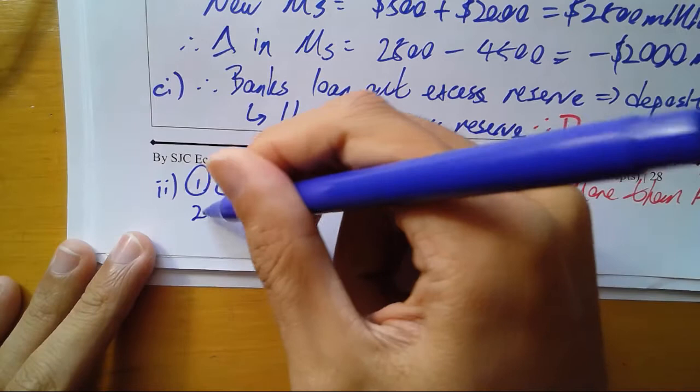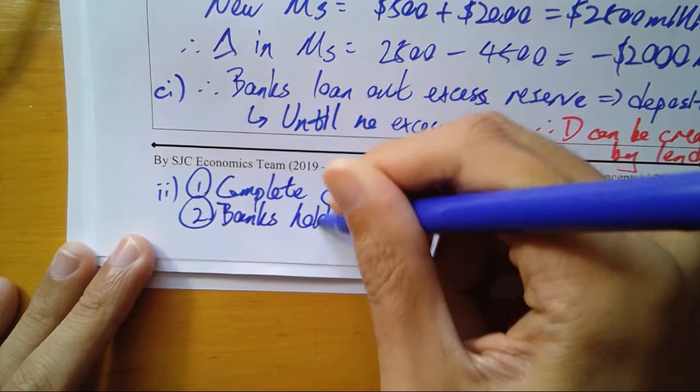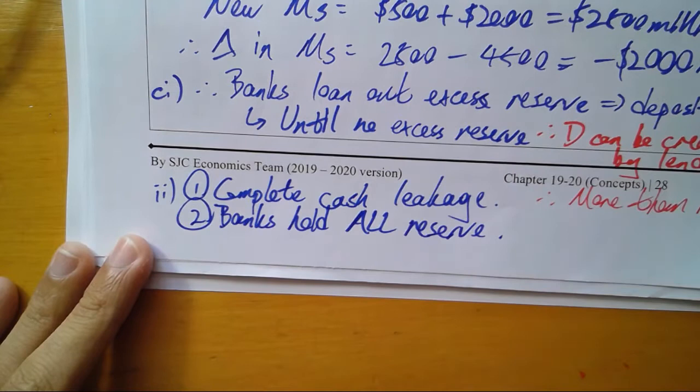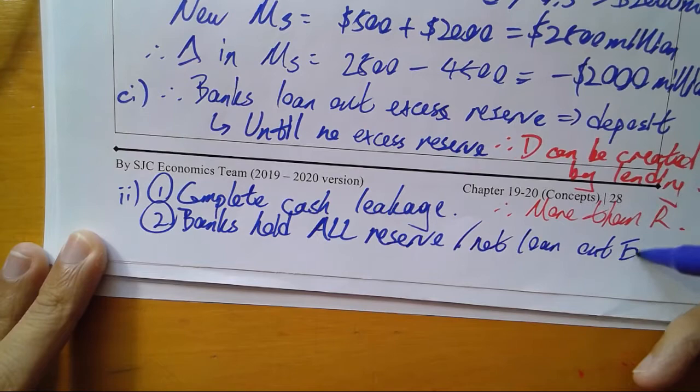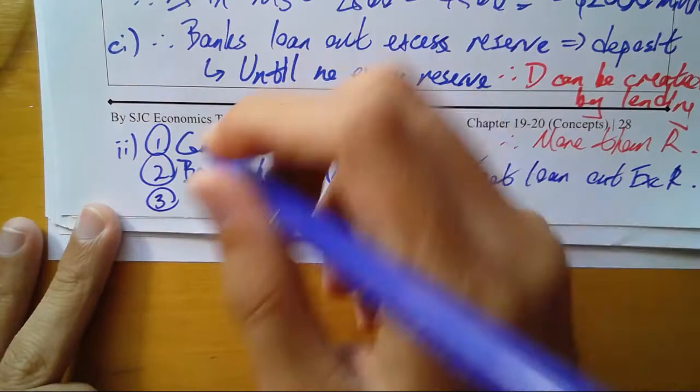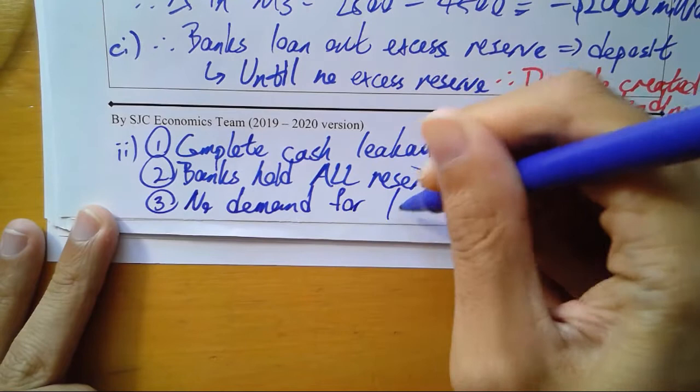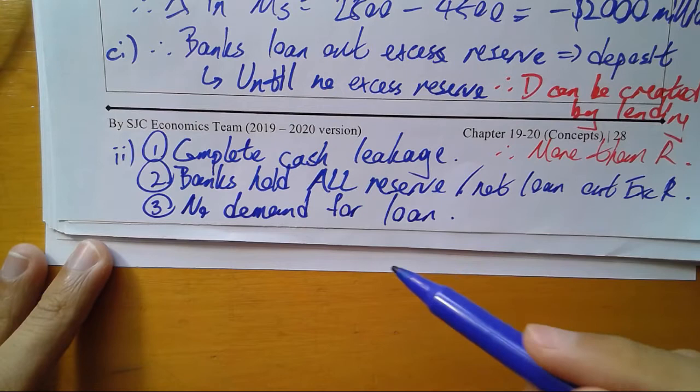Okay? Second, banks hold all reserve. Okay, nah, meaning they do not loan out excess reserve. 唔借 excess reserve 出去. Finally, no demand for loan. Either one will do. Okay, nah, 呢個背書嘅啫. Okay, Part C. It's about reciting from your textbook and from your notes, okay? Not going to waste time.